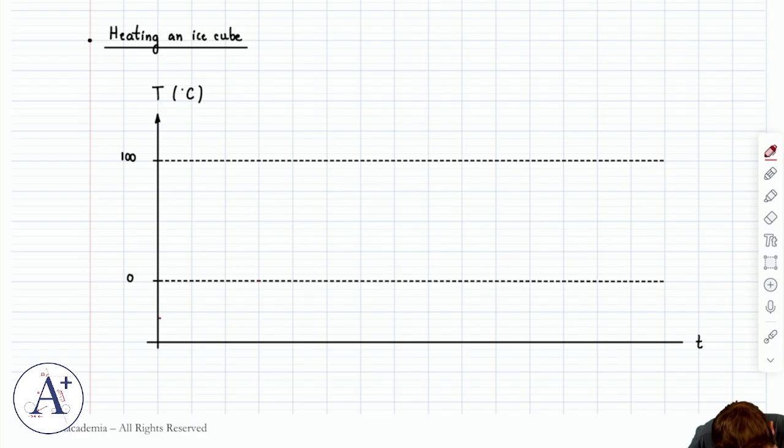So let's say that we have our ice cube that we got out of the freezer, and the initial temperature of the ice cube, just picking a number, is -5 degrees Celsius. Okay, fine. And you heat it on the stovetop, and its temperature will increase.